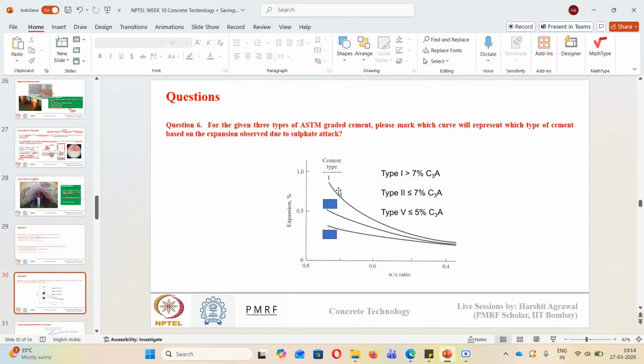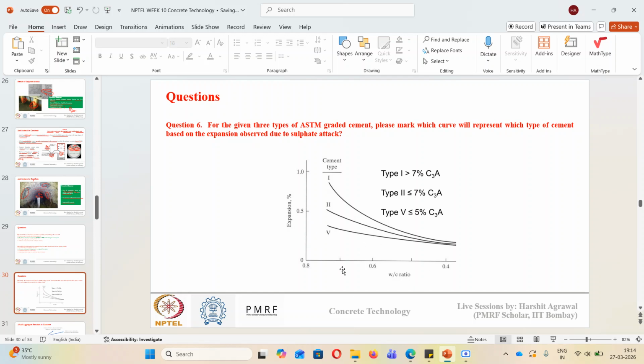The first curve, in which you can see maximum expansion occurring due to sulfate attack, represents the type of cement which has maximum C3A content. Because we know the higher the C3A content, the more the risk of ettringite formation, monosulfate formation, which will give rise to sulfate attack. Then curve 2 will be something intermediate. I have two more cement types left, type 2 and type 5. Type 5 has less than 5% C3A, so it will show the least expansion, while type 2 will be somewhere in between. This is how different types of cement can influence sulfate attack.